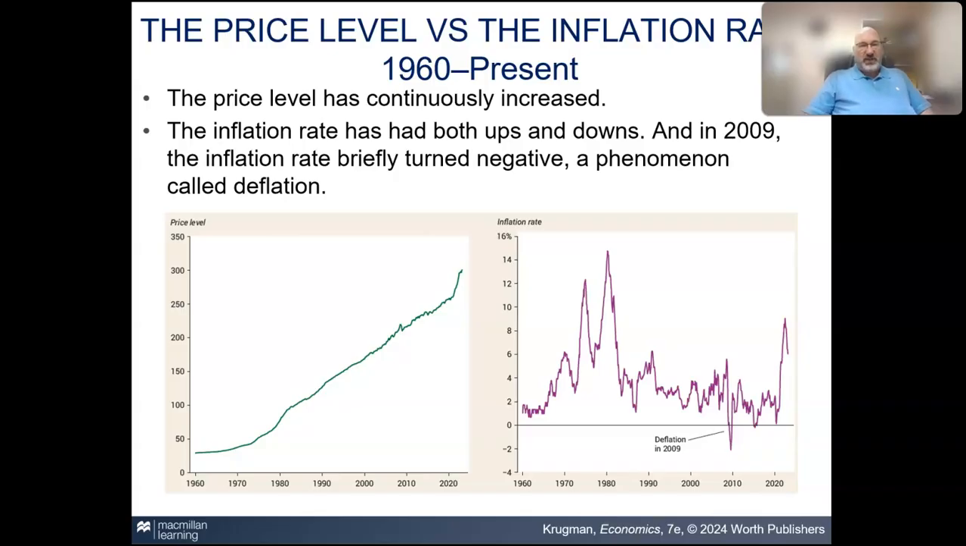Price level versus the inflation rate. The price level continuously increases, so that's the graph there on your left. The inflation rate is basically up and down. So the inflation rate will go up and then it'll go down, and go up and down. A decrease in the inflation rate is considered disinflation. So if the inflation rate goes up, that's inflation. If the inflation rate goes down, that is disinflation.